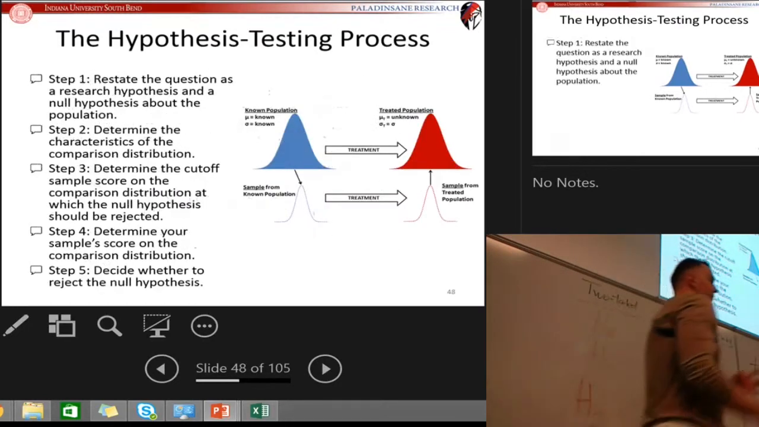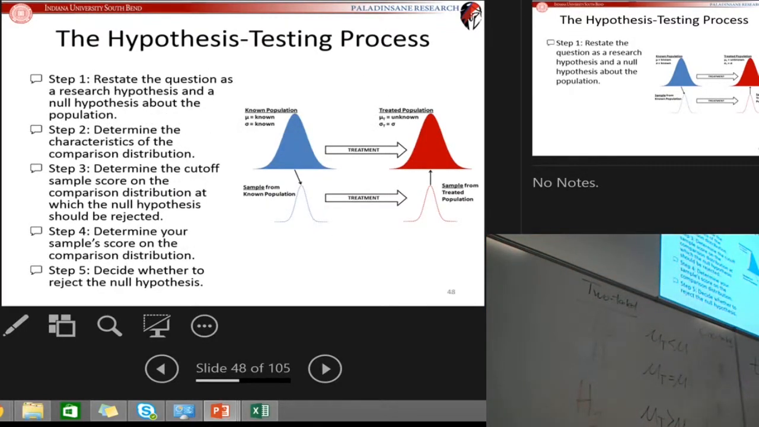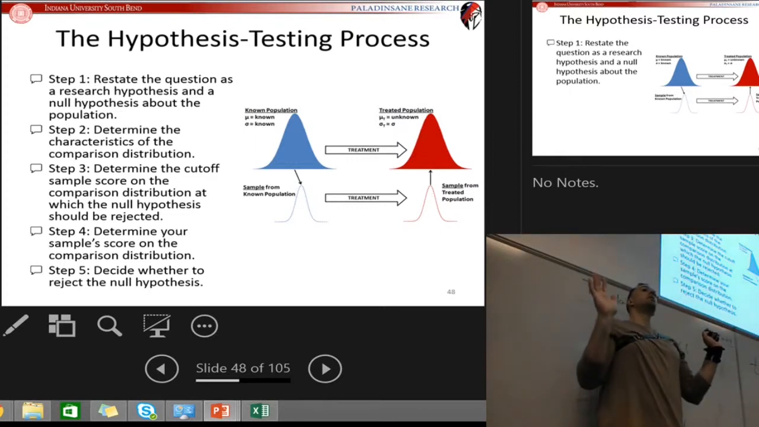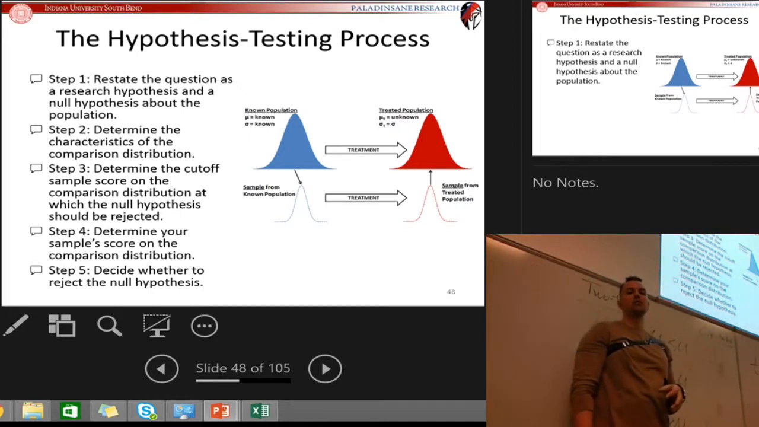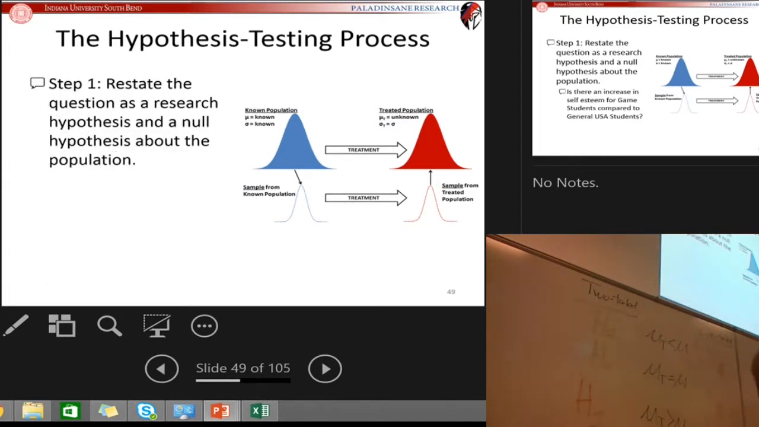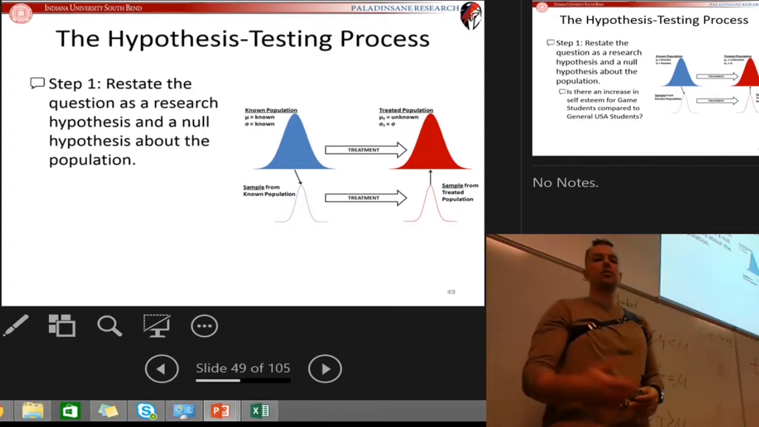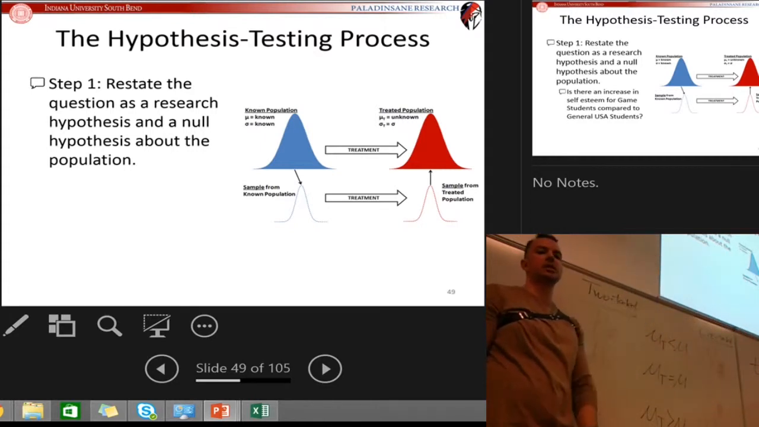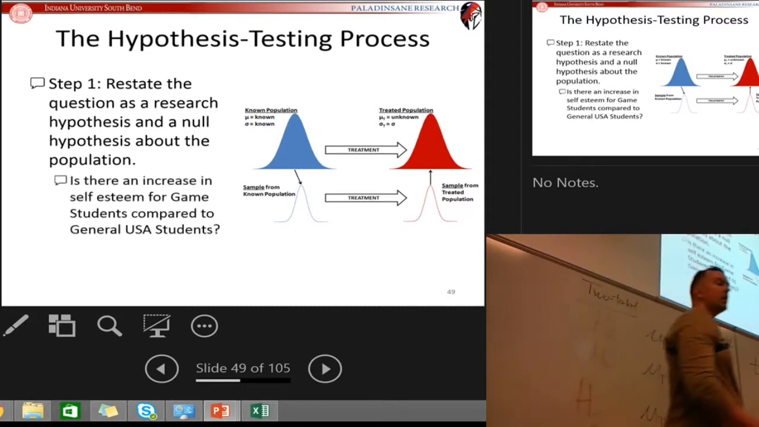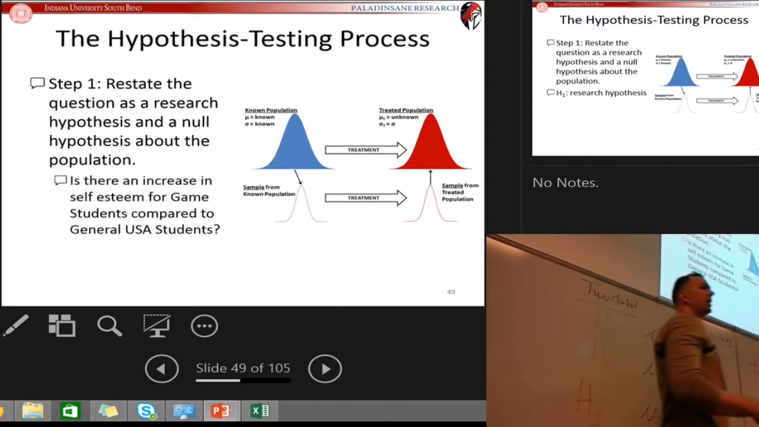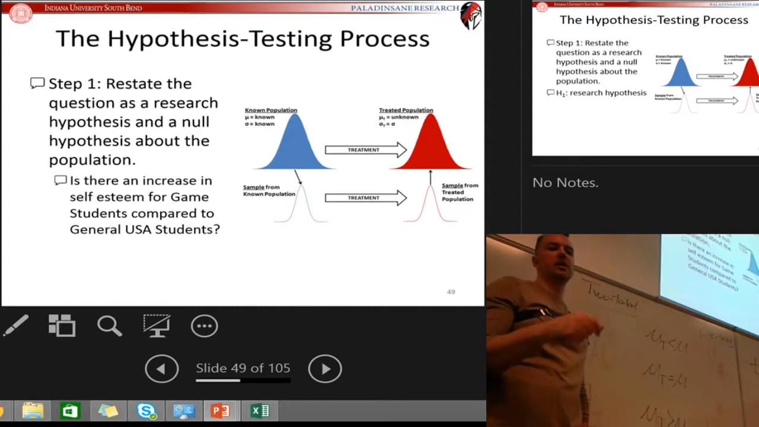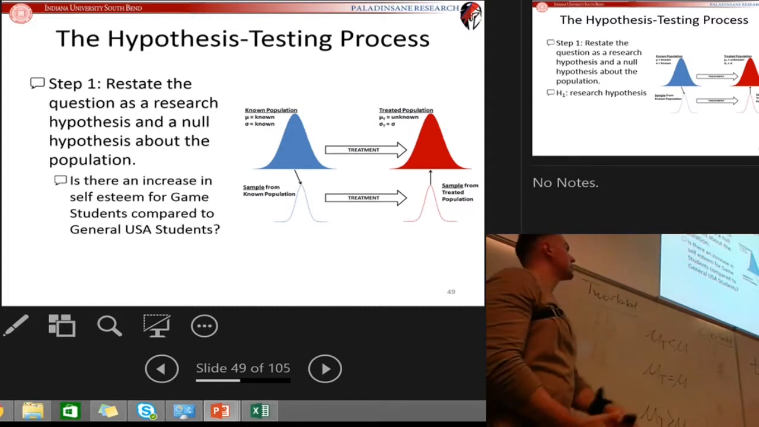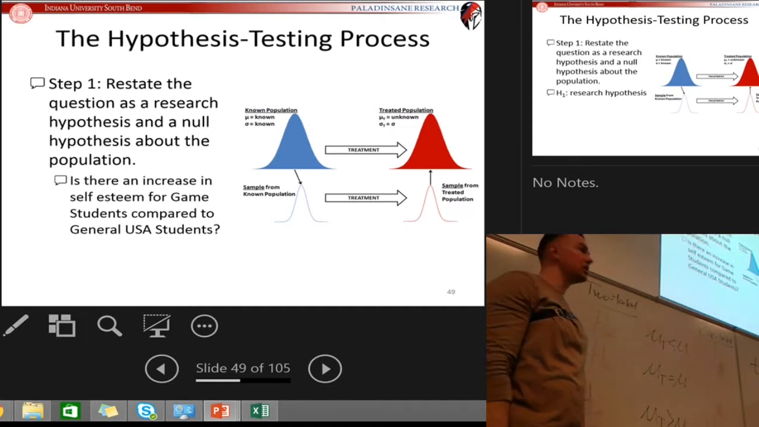All right, so we're still doing a one-tailed test this time, so this will be the first all the way through one-tailed test that we do, and still the same 5 steps. The 5 steps have not changed, just slight changes in step 1 and step 3. So step number 1, restate the question as a research hypothesis and a null hypothesis about the population. We want to know, is there an increase in the self-esteem for game students compared to the general USA population?